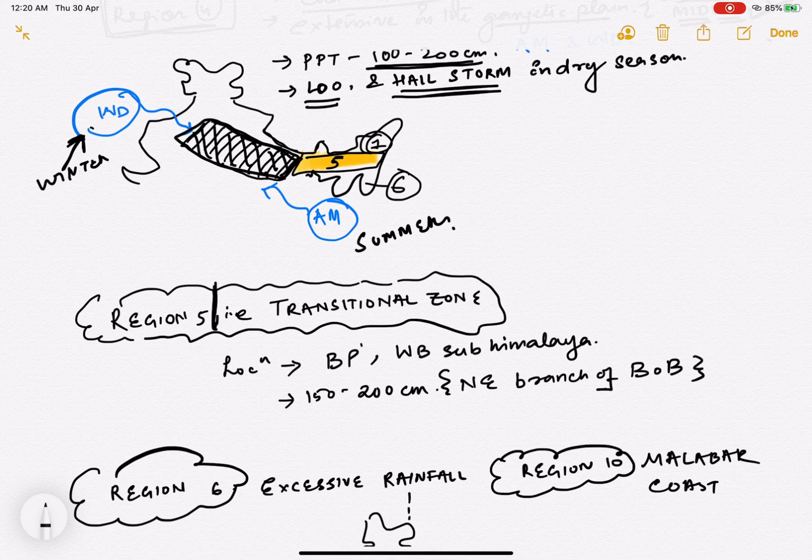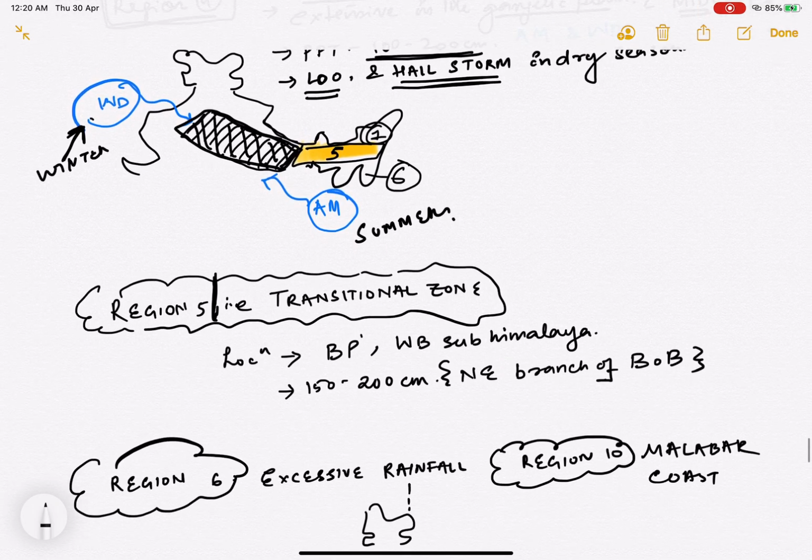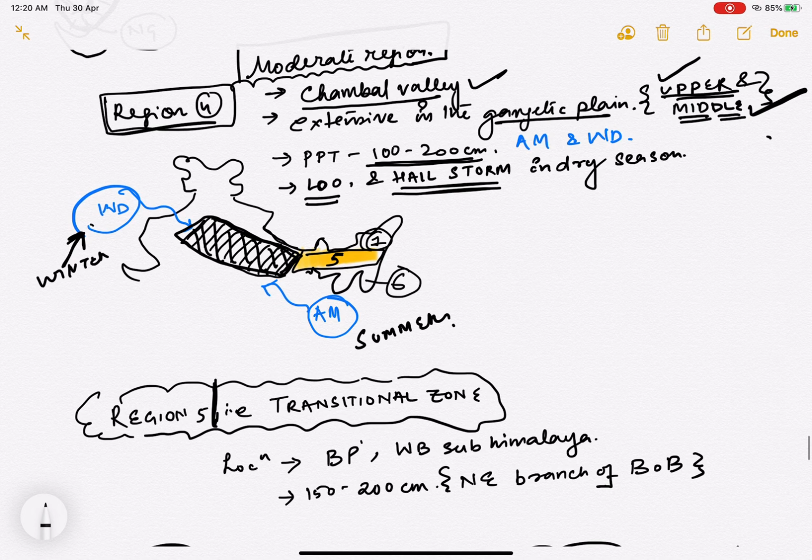Next, we have the region 5. Region 5 is nothing but your transitional region. Do we have a region 5 over here? Yes, we have a region 5 over here. This is the region 5. The region 5 is a transition between the region 1 and region 6. What is region 1? Extra tropical. What is region 6? True tropical. Now, region 1 was also your mountain type of climate, and this region 6 is nothing but your excessive rainfall region. Hence, there is difference in location, there is difference also in precipitation.